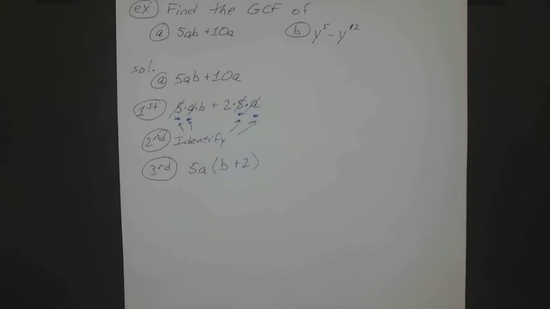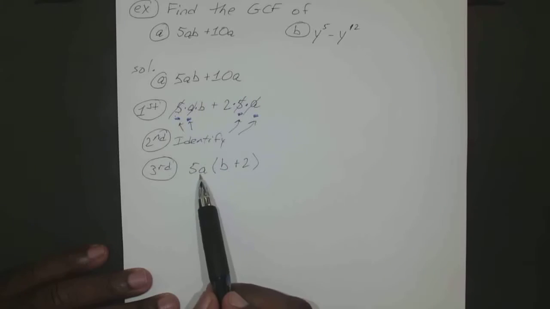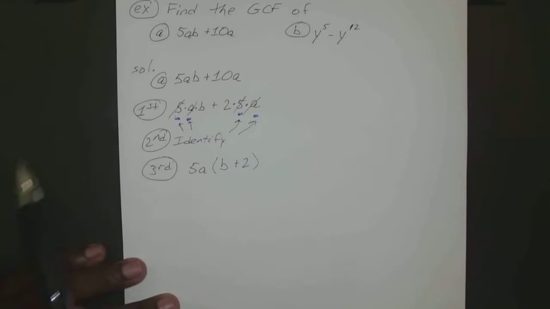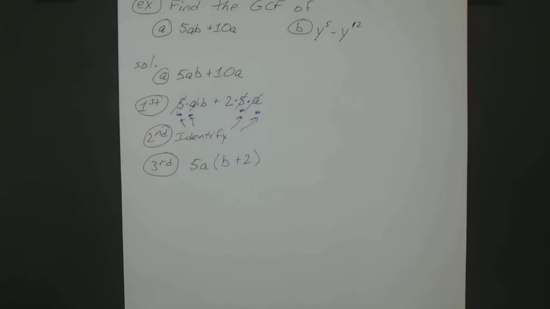Okay. You can always double check it by, if you distribute that, you should end up right where you started. So 5A times B is 5AB. 5A times 2 is 10A. So it kind of takes you right back where you started. All right. So any questions on that one? Okay. So like I said, you don't have to do this method. It's just, I find that when you place steps on it, it's a little bit easier to follow.